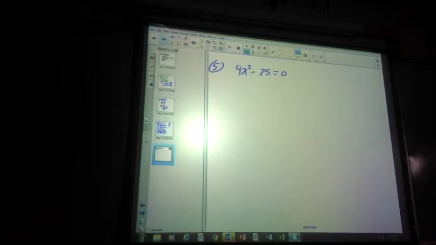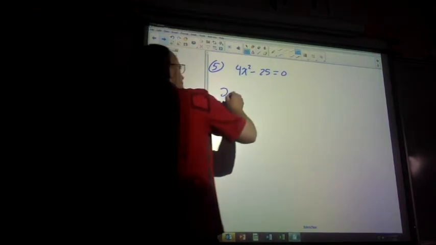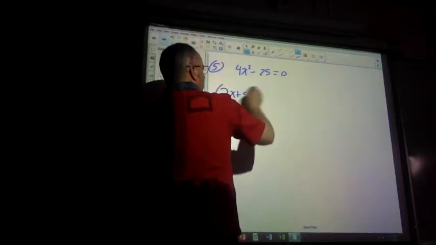Anything special about this one? There's no b value. Good. What is it? It's equal to 0. Quadratic formula could work. Is 4x squared a perfect square? Is 25 a perfect square? Is difference another name for subtraction? What is this? Difference of 2 squares. So this is the difference of 2 squares. So this will break down to 2x plus 5 and 2x minus 5.